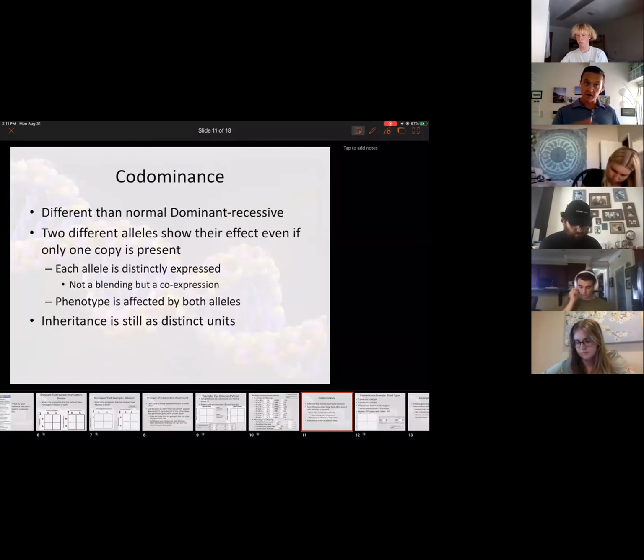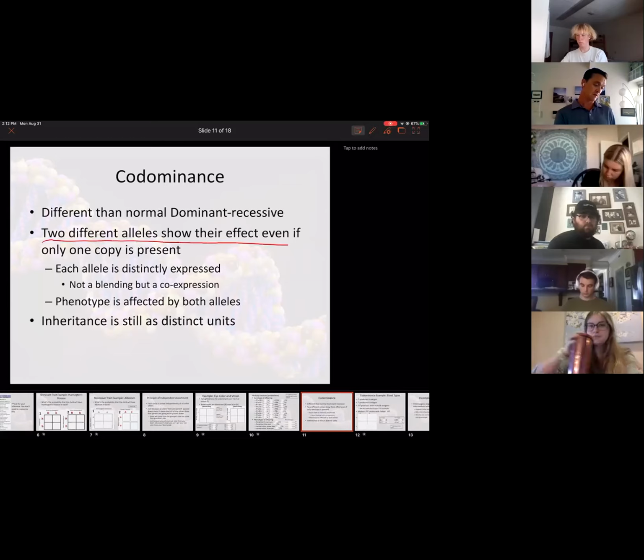Okay, so another principle here that's important to look at is called codominance, okay? This is a slight diversion away from our simple dominant recessive traits that we've been looking at. The two different alleles both show their effect, even if only one copy is present, okay? Each allele is distinctly expressed. It's not a blending, it's not something in the middle. You see them both, okay? So the phenotype is affected by both alleles.